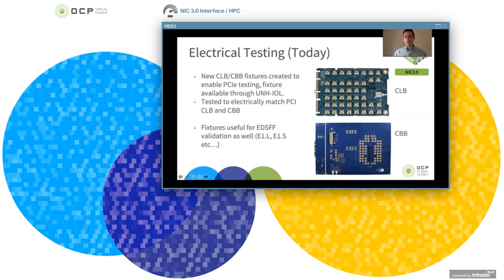One thing to note about these fixtures, they were originally designed for OCP NIC 3.0, but the actual connector they use is used in other specifications as well, such as for some of the new NVMe SSD form factors like E1.S and E1.L, or you might have heard of the ruler drive. So these fixtures can be used in those environments as well.